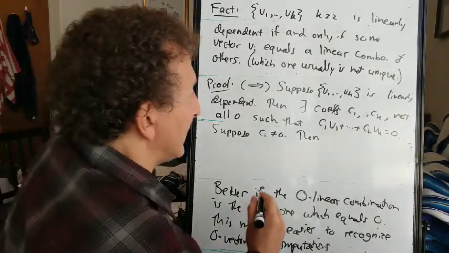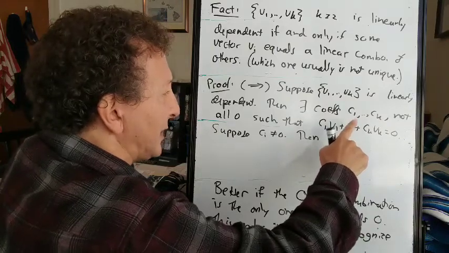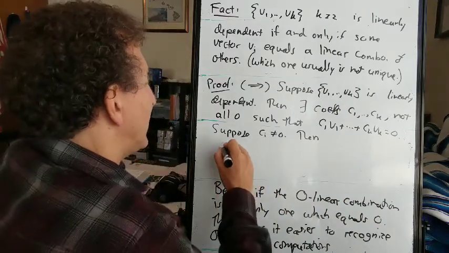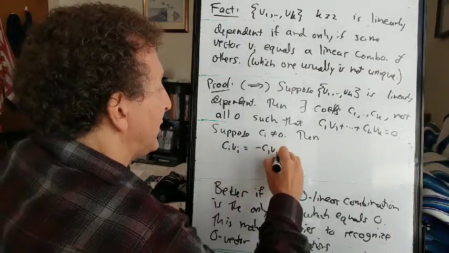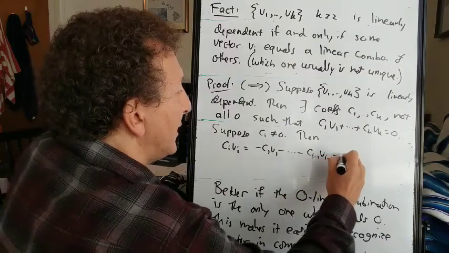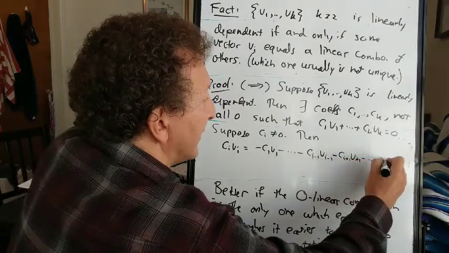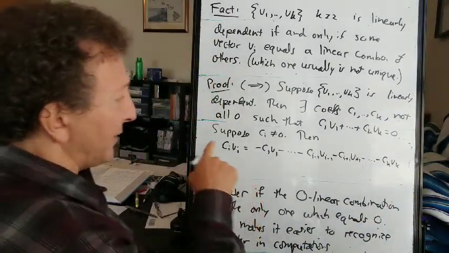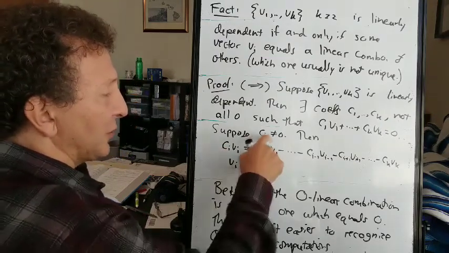Then we can write, we take that one that's not 0, keep it over here and subtract everything else. Then we can write ci vi equals negative c1 v1 dot dot dot negative ci minus 1 vi minus 1 negative ci plus 1 vi plus 1 dot dot dot negative ck vk. And then if we divide by ci, we've got vi. We can divide by ci because it's not 0. We chose one that was not 0.